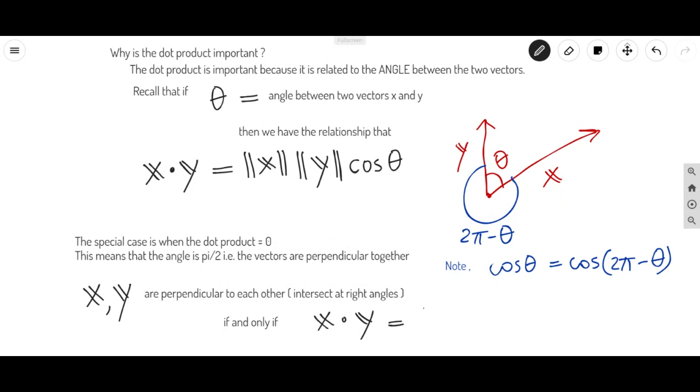If and only if their dot product is equal to 0. So this is a nice way of determining if two vectors are perpendicular. You just have to take their dot product, and that will tell you if they are or if they are not.